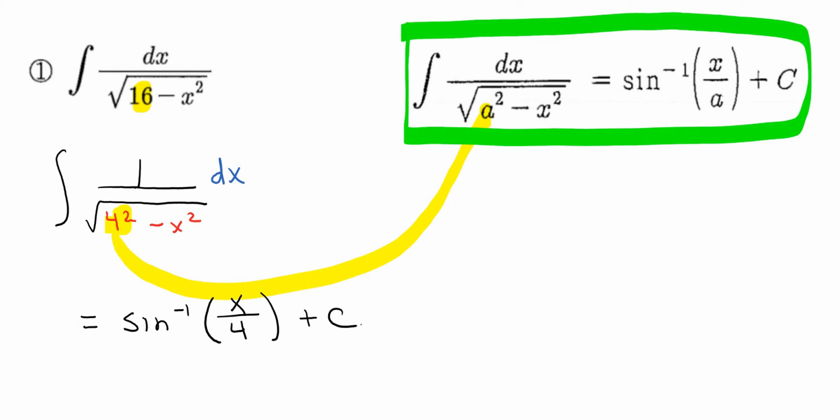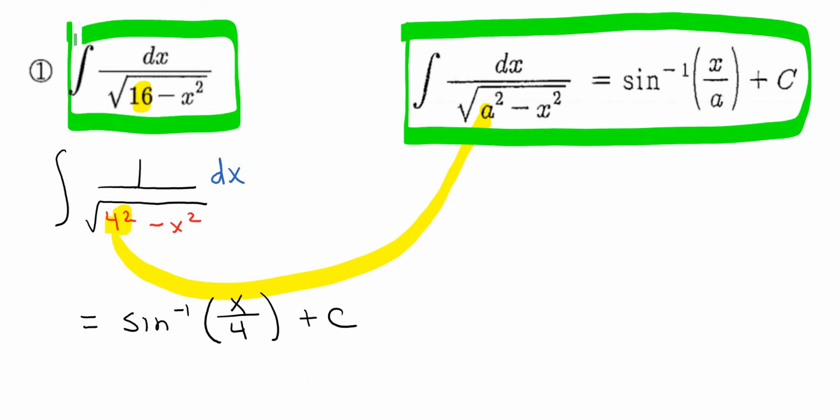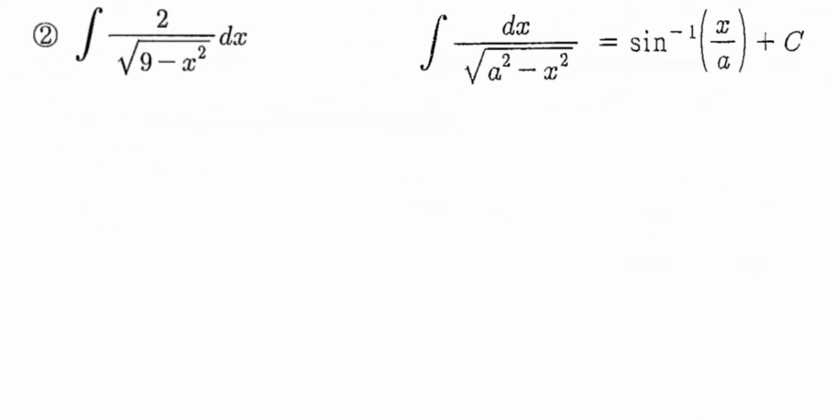That's all you have to do for that particular question. You just have to recognize that the problem is leaning more towards an inverse trig function because it's set up very similar to one of your identities. Okay, let's move on to the next question here.